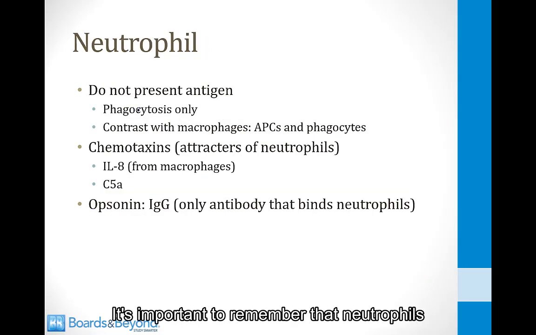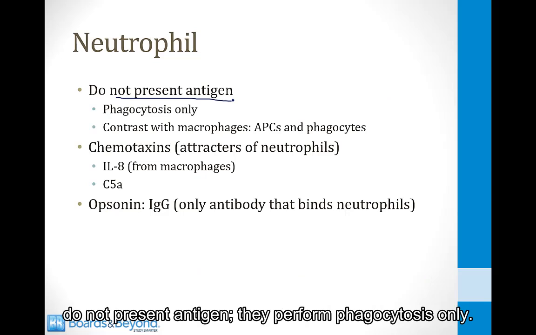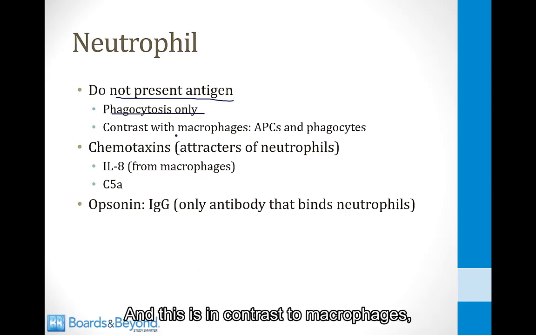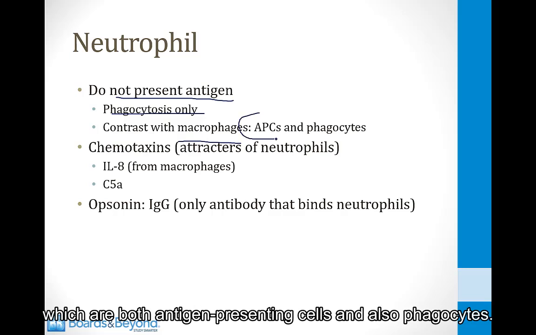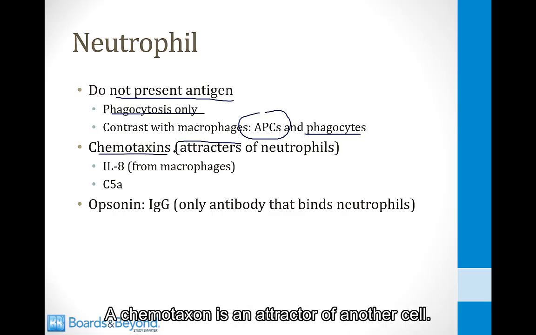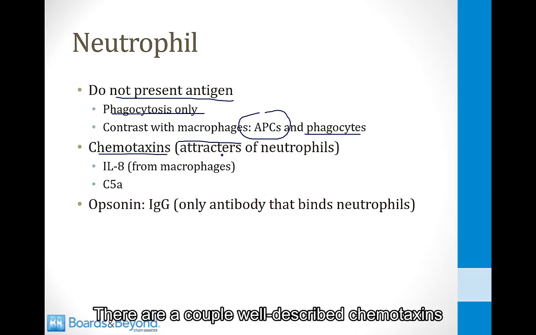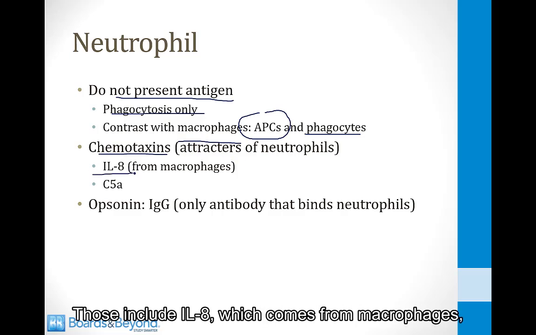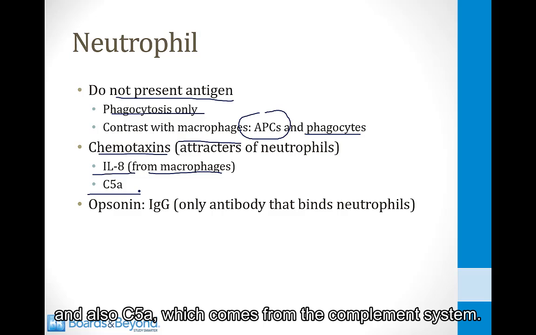It's important to remember that neutrophils do not present antigen. They perform phagocytosis only, and this is in contrast to macrophages, which are both antigen-presenting cells and also phagocytes. There are a couple of well-described chemotaxins. A chemotaxin is an attractor of another cell. There are a couple well-described chemotaxins for neutrophils. Those include IL-8, which comes from macrophages, and also C5a, which comes from the complement system.